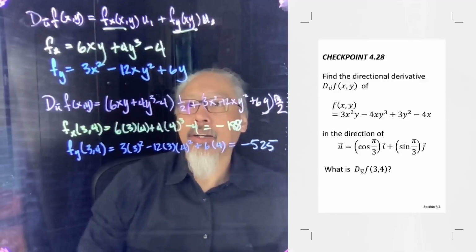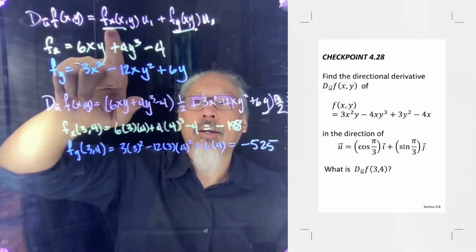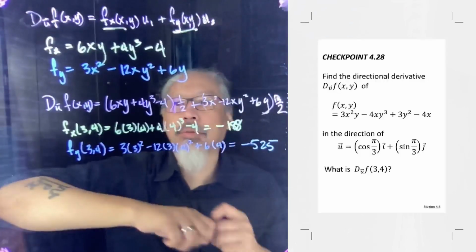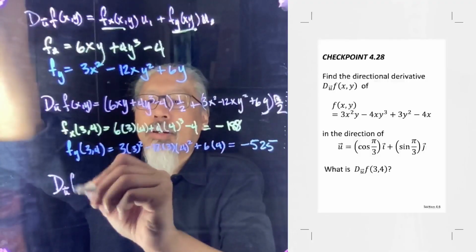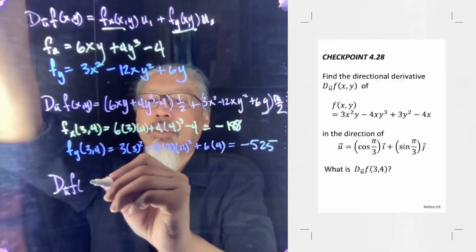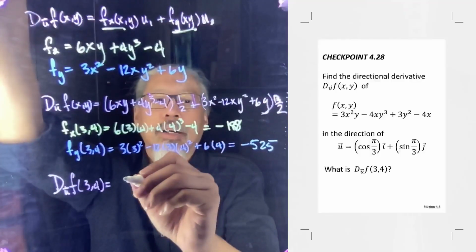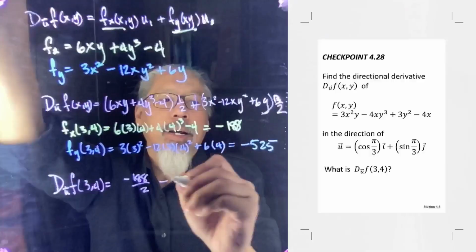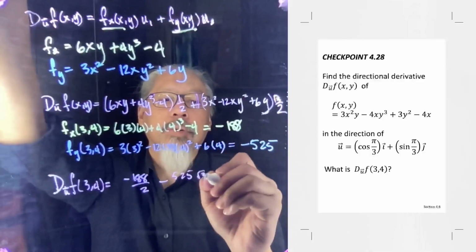Again, using the formula, we'll put these values in for f sub x and f sub y, and then we'll multiply by 1/2 and root 3 over 2. So our derivative of f in the direction of u, evaluated at (3, 4), will be negative 188 divided by 2 plus negative 525 times root 3 over 2.